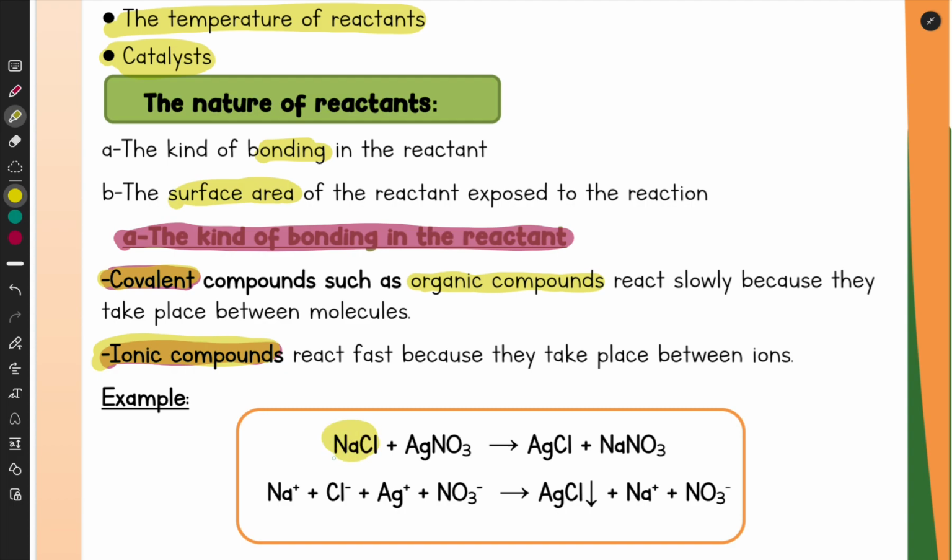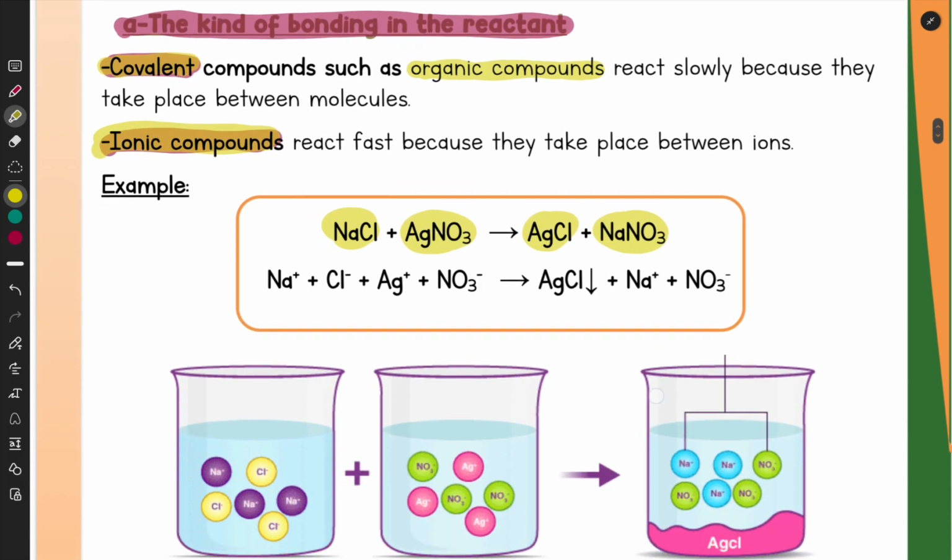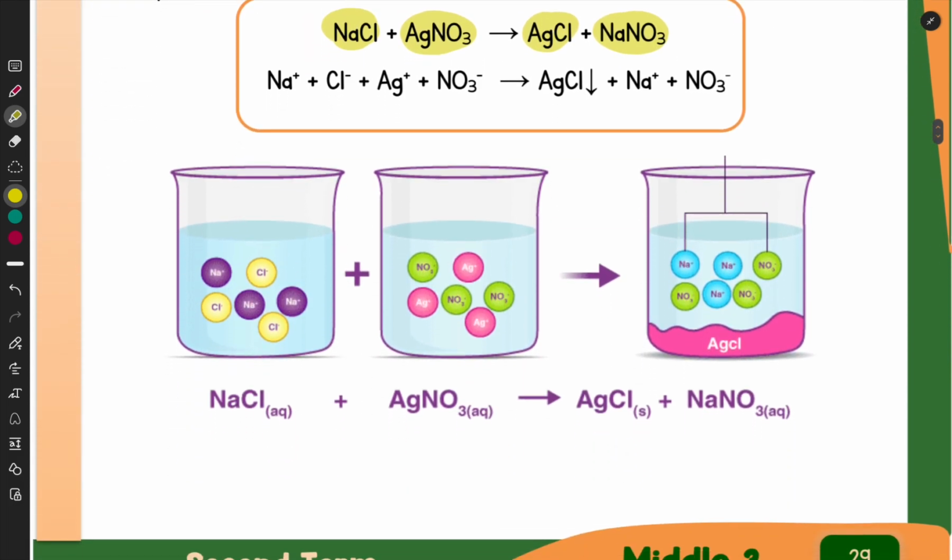Example, if we have NaCl, it's ionic, and AgNO3, of course, is ionic, so the result will be AgCl and NaNO3. This is very fast because they are ions. They take place between atoms or ions. Okay, this is how we can figure it. They can dissolve in water into atoms or ions, and it's easy for ions to attach again with each other.